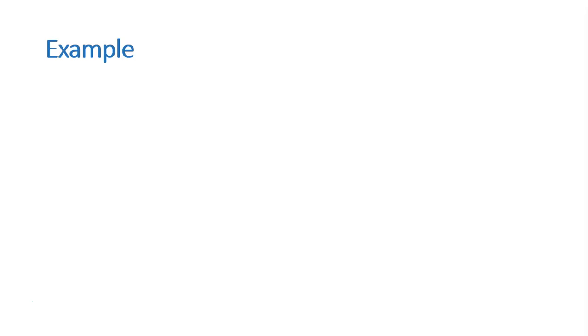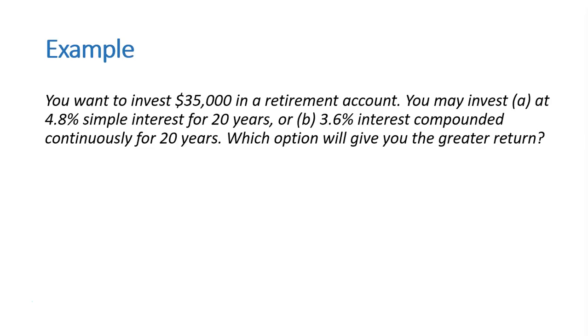Let's look at one more example. It says you want to invest $35,000 in a retirement account, and we have two investment options. Our first investment is at 4.8% simple interest for 20 years, and our second option is 3.6% interest compounded continuously for 20 years. So both accounts are going to last for 20 years.